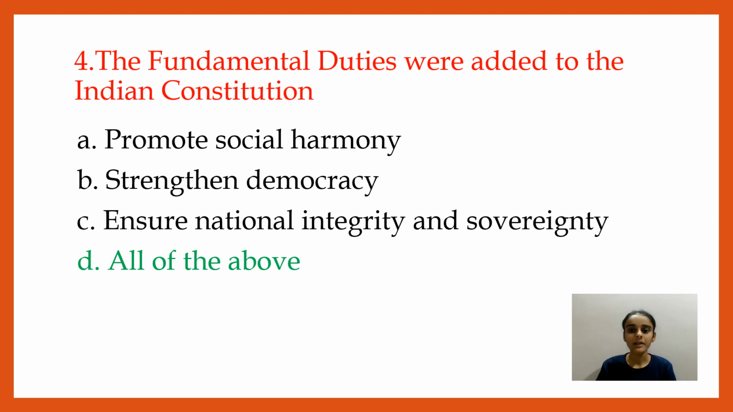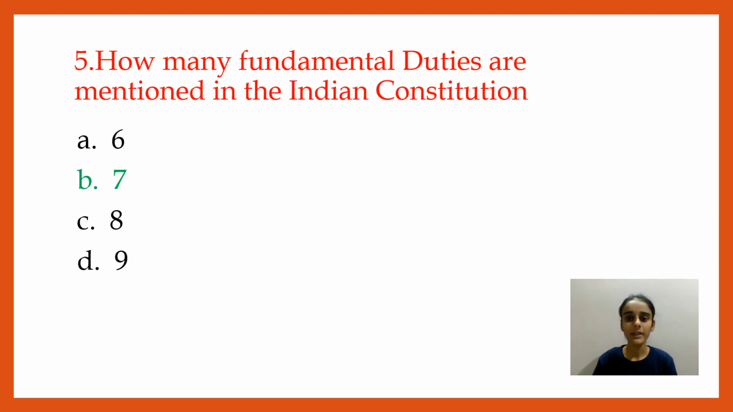Fourth question, fundamental duties were added to Indian Constitution. Option A, to promote social harmony. Option B, strengthen democracy. Option C, ensure national integrity and sovereignty. Option D, all of the above. And the correct option is option D, all of the above. Fifth question, how many fundamental duties are mentioned in Indian Constitution? Option A 6, option B 7, option C 8, option D 9, and the correct option is option B 7.